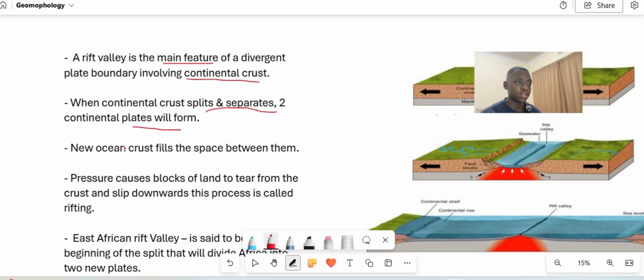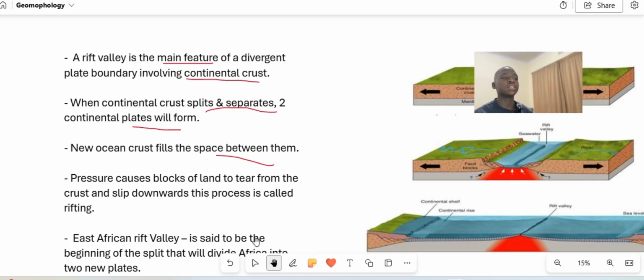Still going to explain it, don't worry. New ocean crust fills the space between them. Pressure causes blocks of land to tear up from the crust and slip downwards. This process is called rifting.